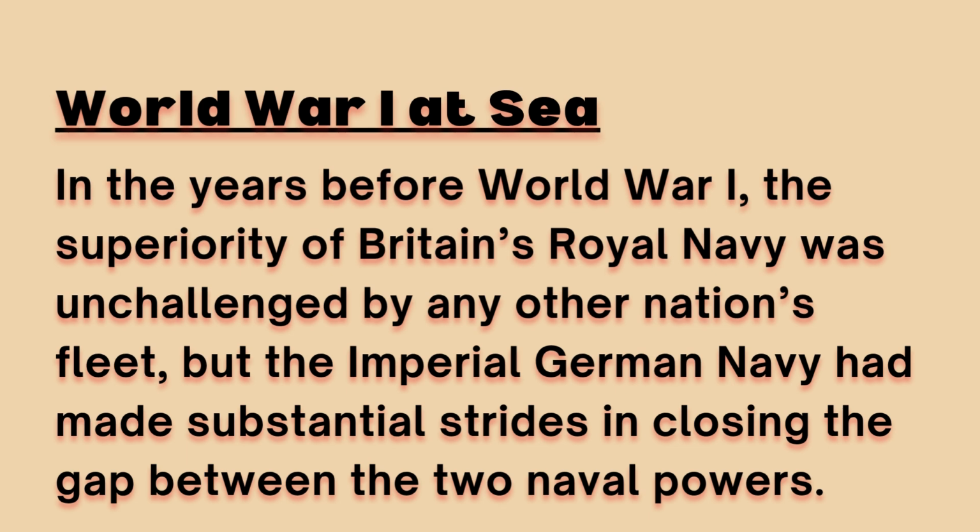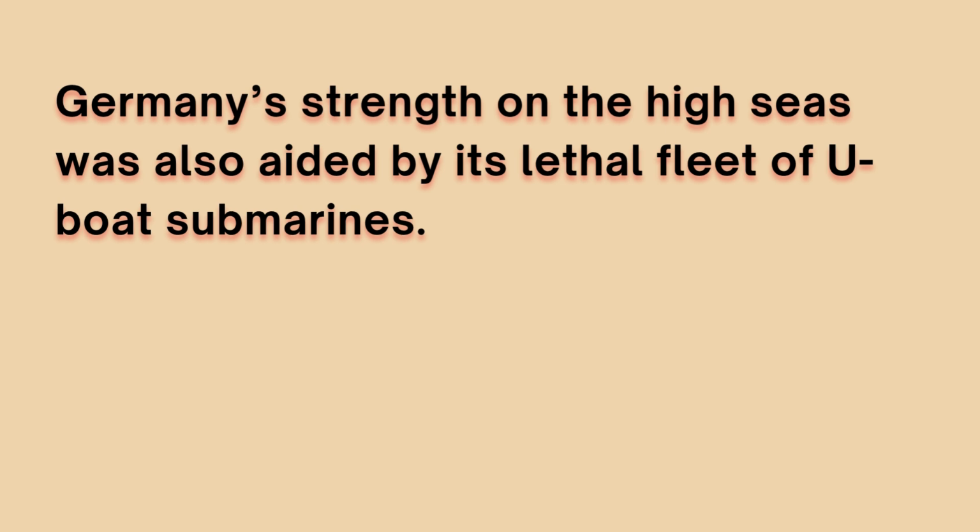World War I at sea. In the years before World War I, the superiority of Britain's Royal Navy was unchallenged by any other nation's fleet. But the Imperial German Navy had made substantial strides in closing the gap between the two naval powers. Germany's strength on the high seas was also aided by its lethal fleet of U-boat submarines.